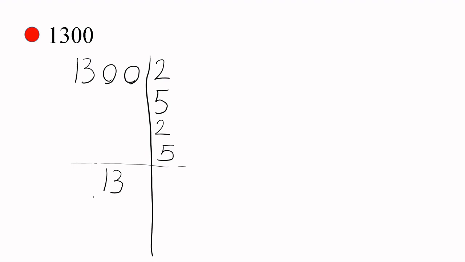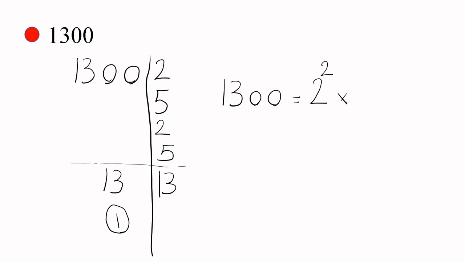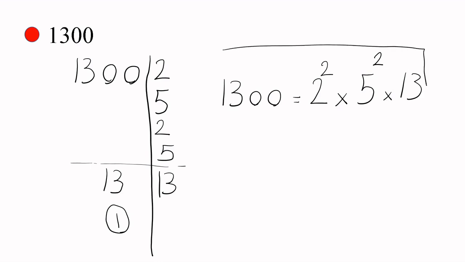13. Is there any prime number that I can divide 13 by? Look, you must divide by a prime number. Please do not divide by other numbers. Yes, it is divisible by 13 and the answer will be 1. So I stop the process and I can write 1300 like, how many 2's do I have? 1, 2. So 2 to the power of 2. How many 5's do I have? 2. So 5 to the power of 2 times 13. This is the final answer of this example.